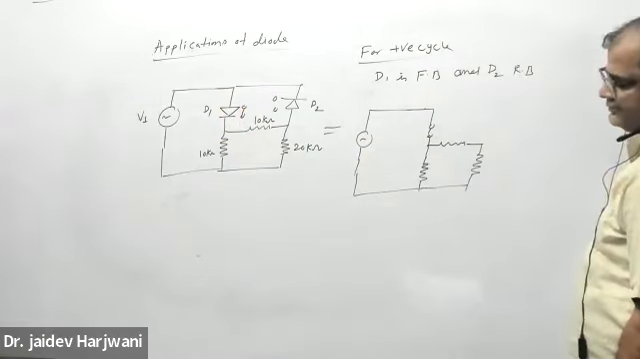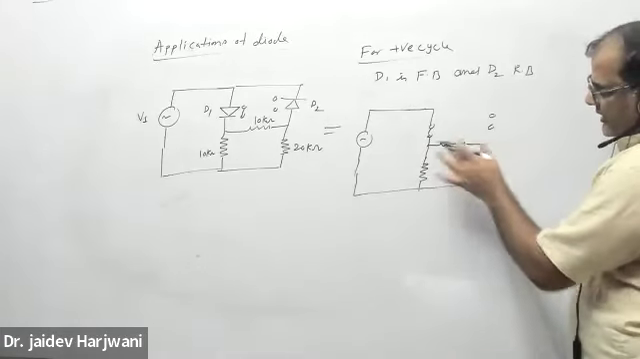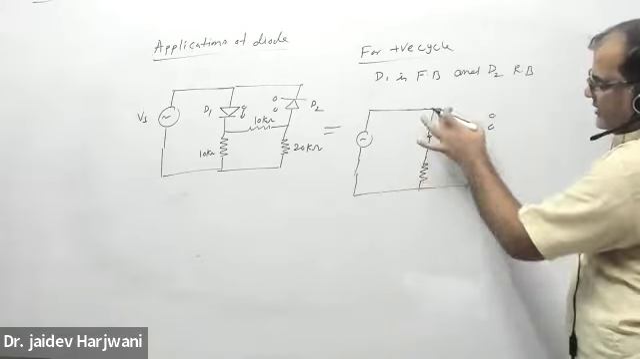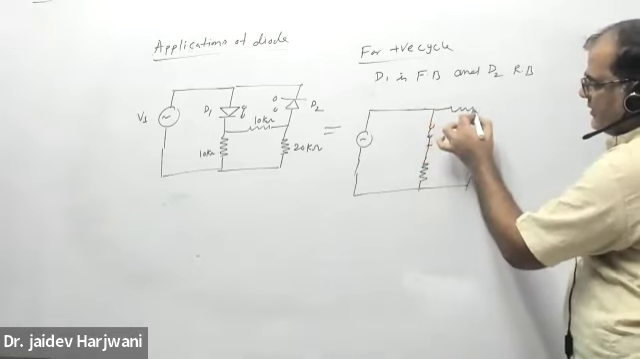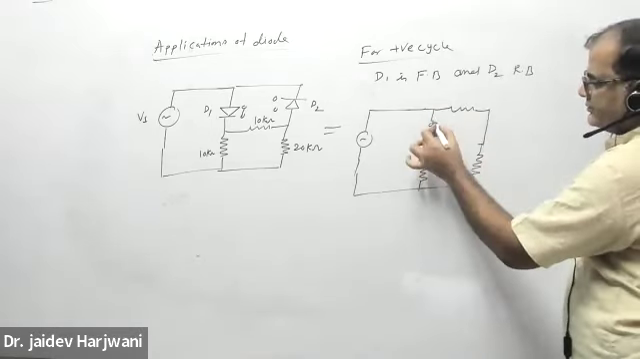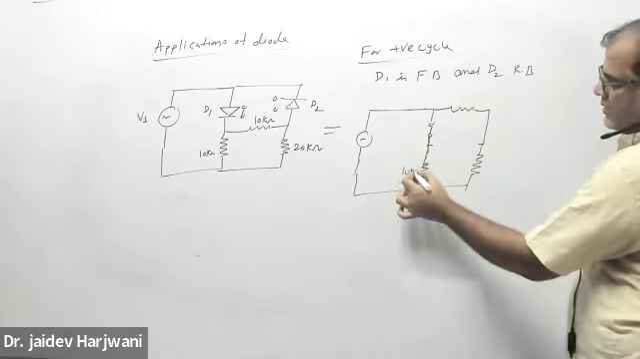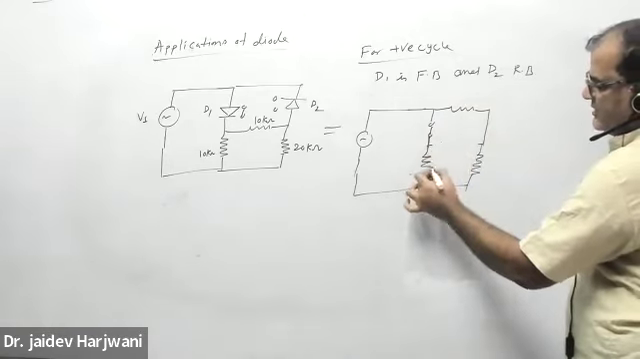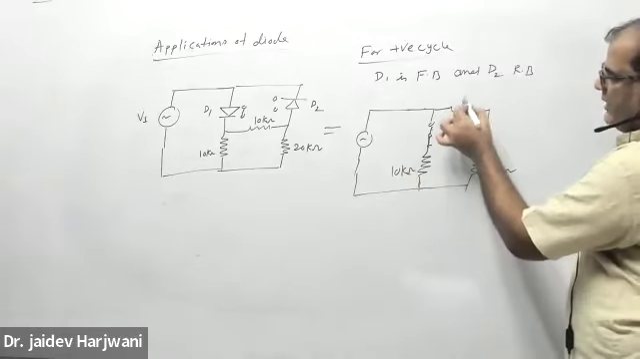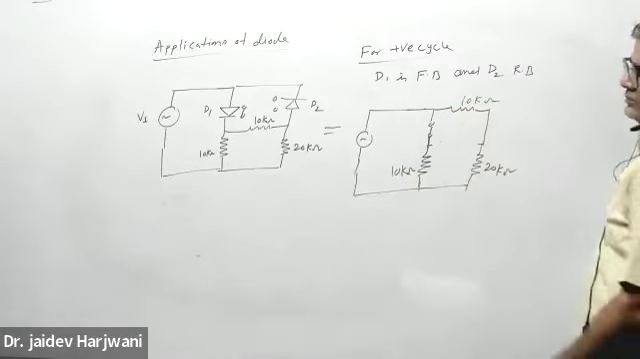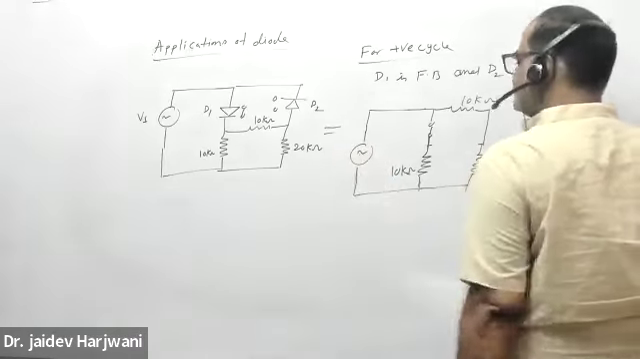Yes or no? Yes, sir. Here it is open, so I can directly say this point and this point are the same, and my circuit is like this. Yes or no? So this is 10 kilo ohm. This becomes a simple circuit: 10 kilo ohm, 20 kilo ohm, and 10 kilo ohm. This is my equivalent circuit for the positive cycle.